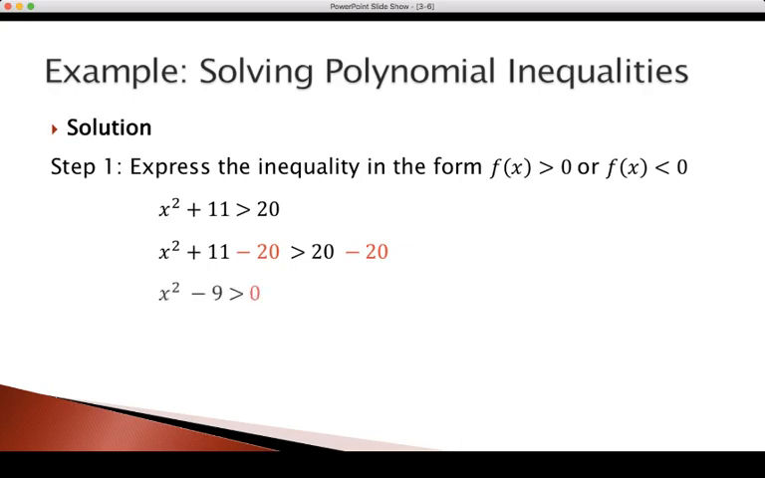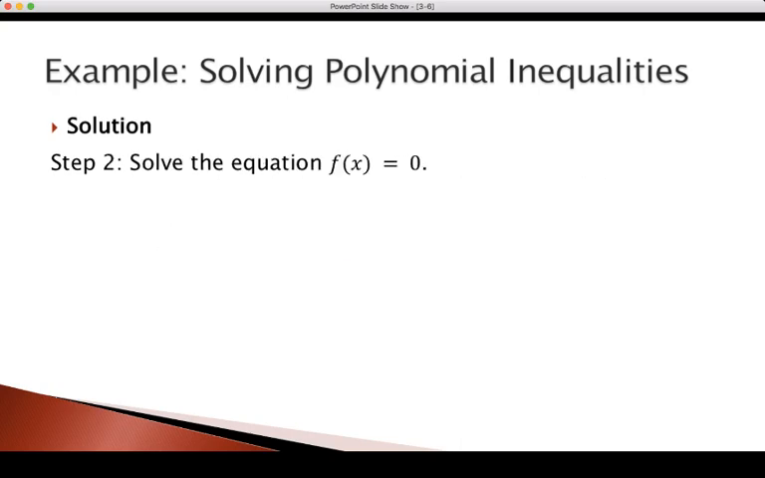And then we have x squared minus 9 is greater than 0. Now we're in the form we want. We have a polynomial, in this case x squared minus 9 greater than 0. This is the form we can do something with.